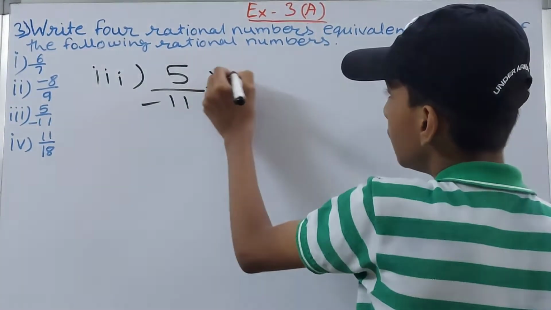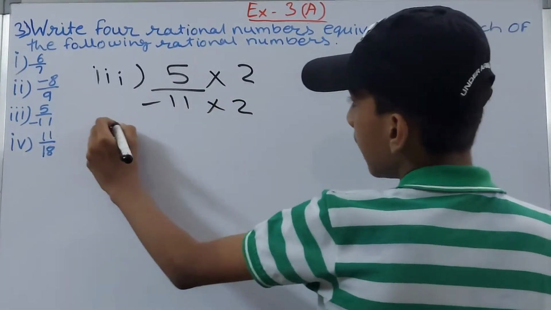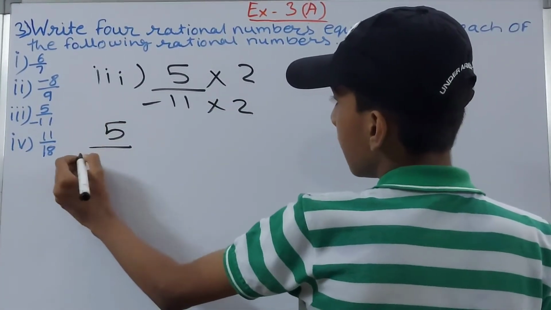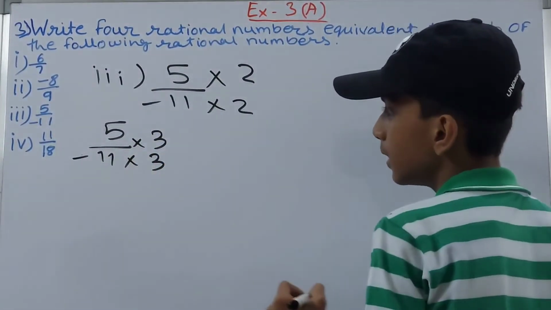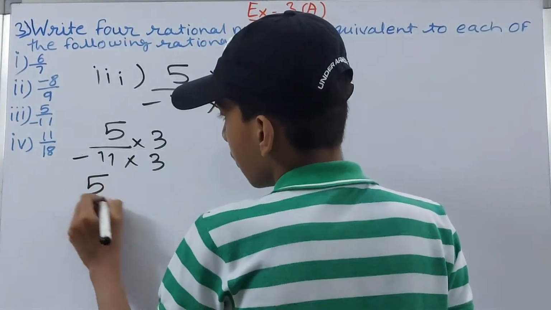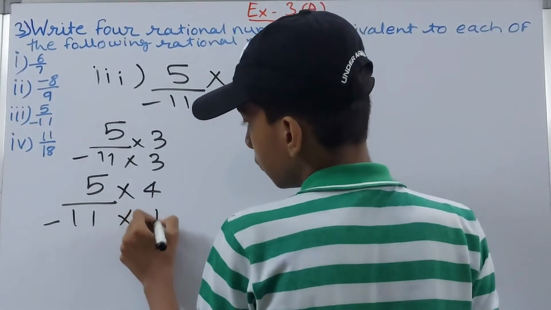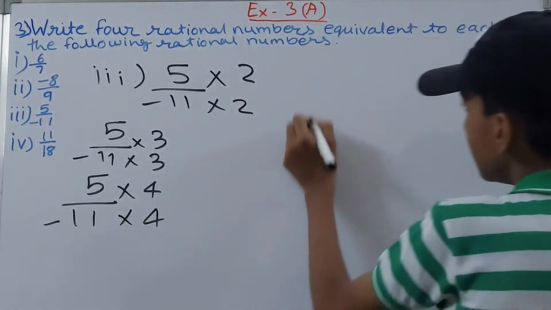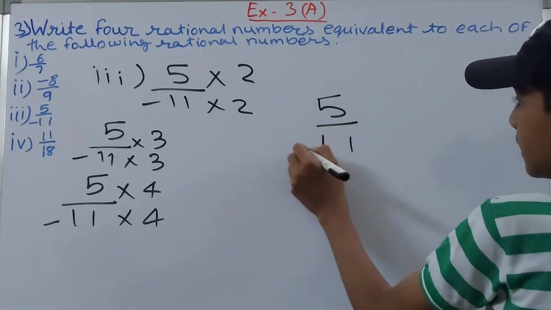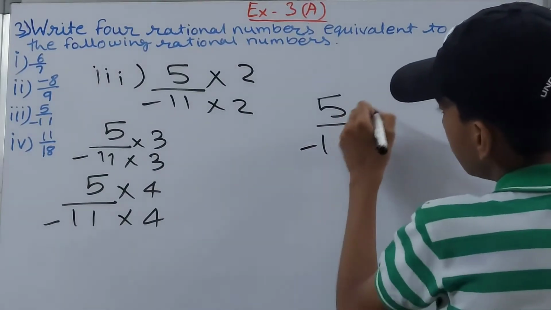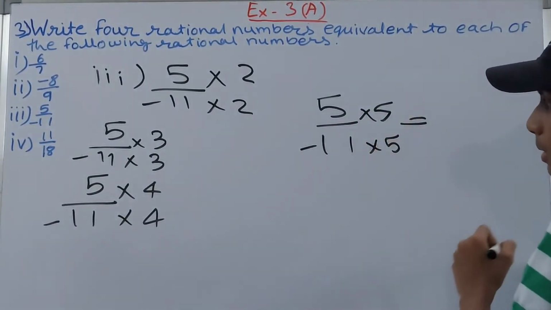Now 5 upon minus 11, we'll do into 2, so minus 11 into 2, and then 5 upon minus 11 into 3, and then 5 upon minus 11 into 4, and lastly 5 upon minus 11 into 5, so that we get the fourth number as well.